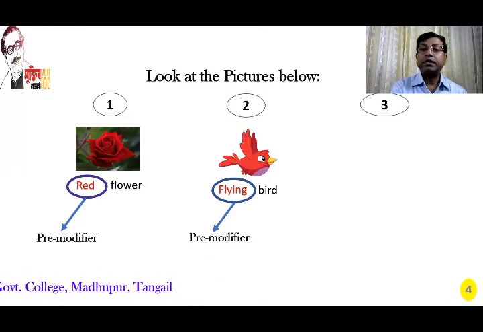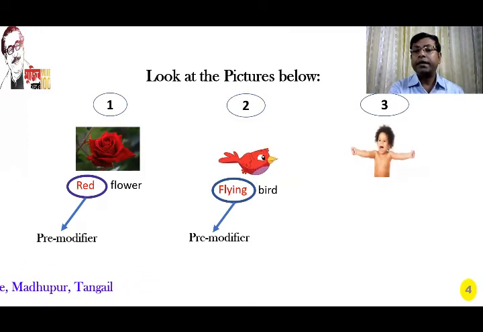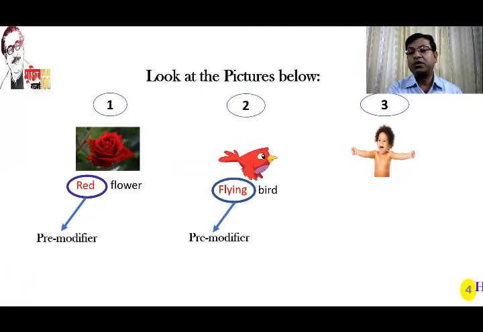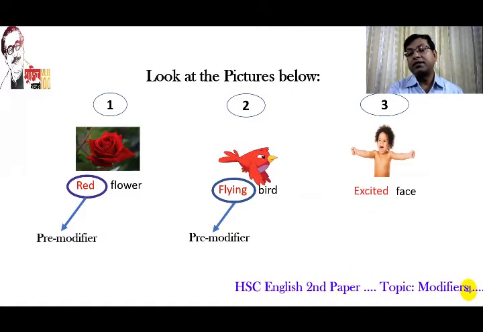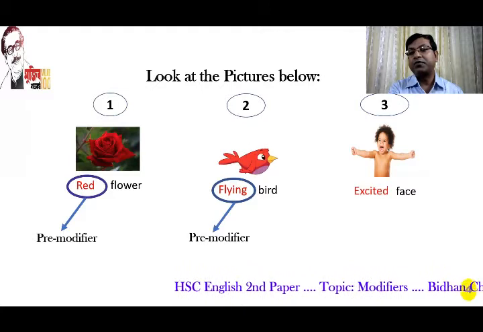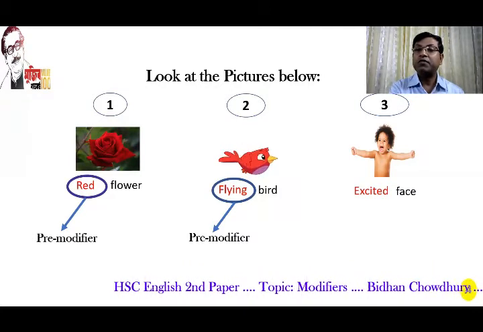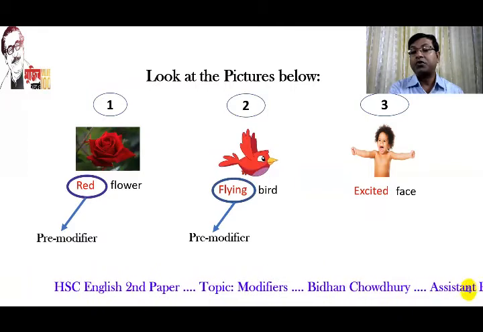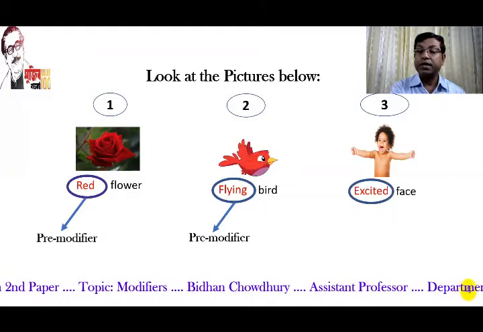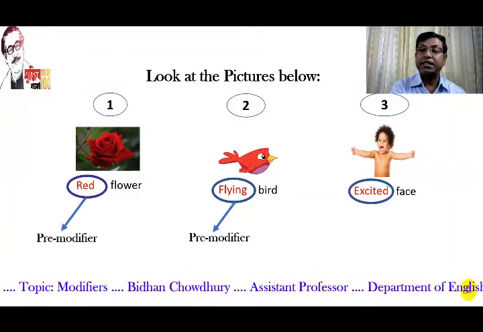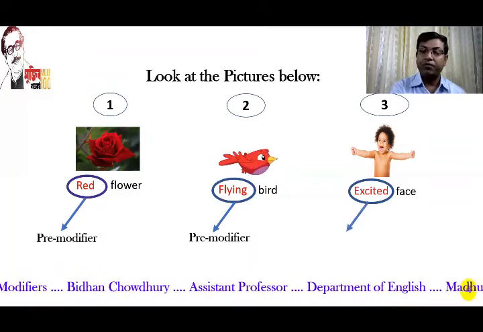And in picture number 3, you can see the face of a baby. And how does it look? It looks very excited. It's a face, and the face looks very excited. And the word excited is used to describe the nature of the face. So it is also doing the function of modifier. It actually modifies the noun face, and it takes its position before the noun it modifies.